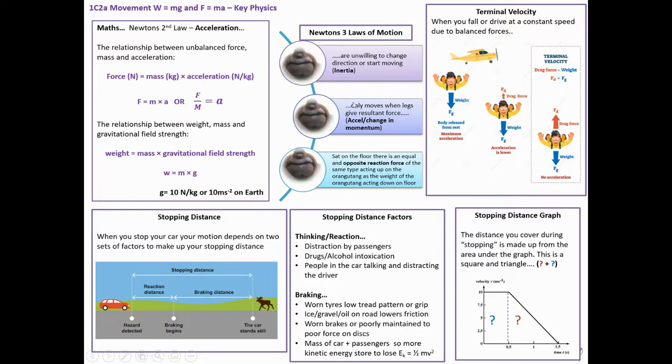So Newton's first law, Newton's second law. Third law: if you sat on the floor, there's an equal and opposite reaction force of the same type acting up on the orangutan as the weight of the orangutan acting down on the floor. So you've got to have two objects, and they've got to be the same type of force.